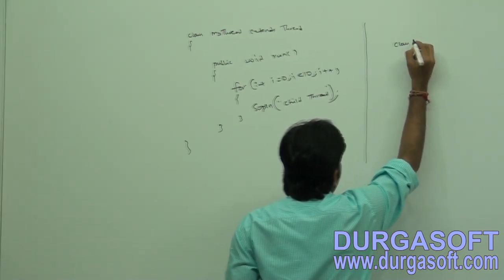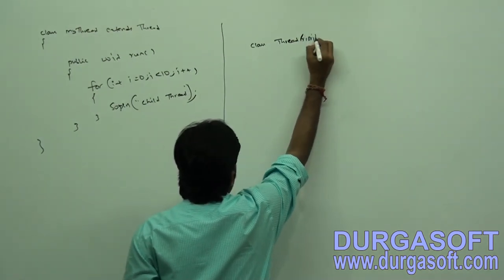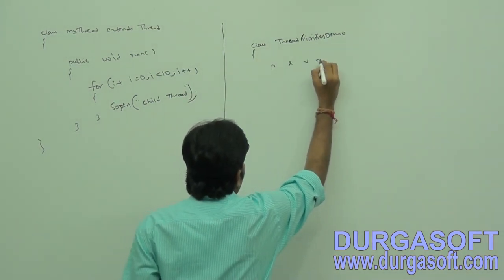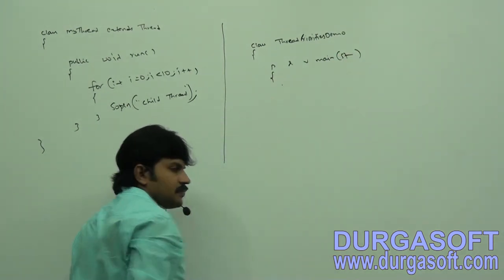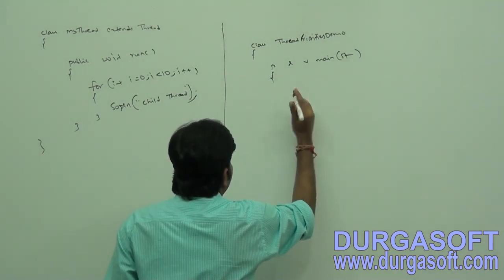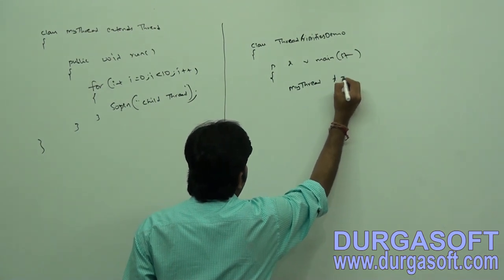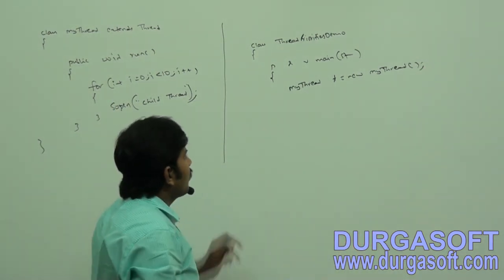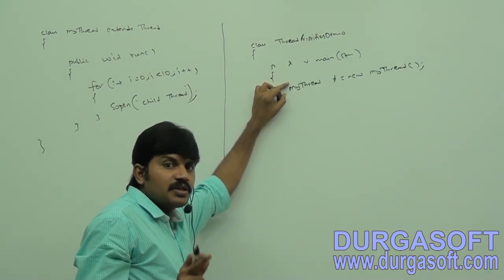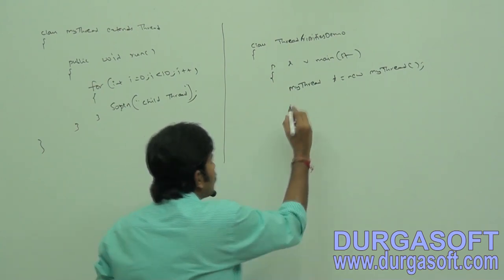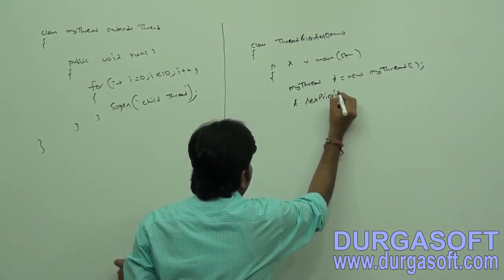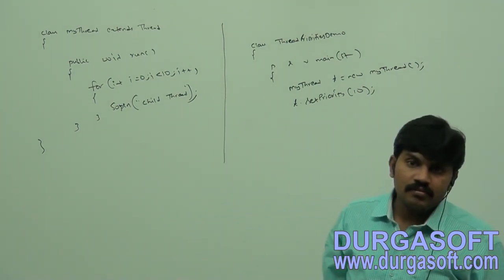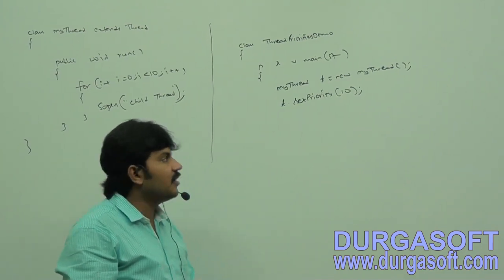Now class thread priority demo. Public static void main, string array accept. Now my target is my thread t is equal to new my thread. Can you tell what is the main thread priority? 5. What is the child thread priority? 5. Okay. Now t dot set priority of 10, I am taking. Can you tell what is the child thread priority? 10. But main thread priority? 5. Main thread priority 5, but child thread priority 10.